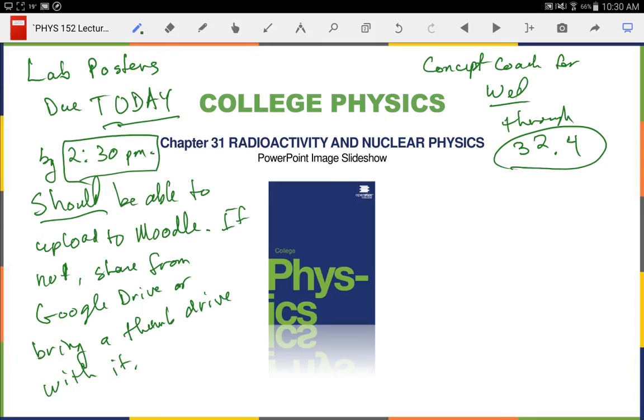One, the lab posters are due today. Those lab posters should show what you did, talk about the theory of how it worked, and explain the physics. That's the important part. And they need to be turned in. I have to give them to Dr. McNeil by 3, so that's why I put the 2:30 deadline. So make sure you get them to me. You should be able to turn them in on Moodle.